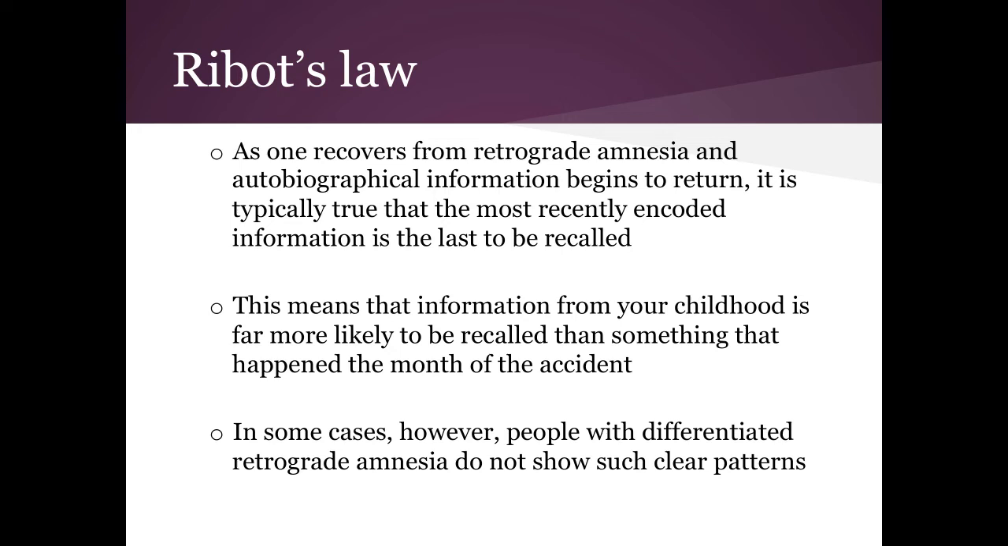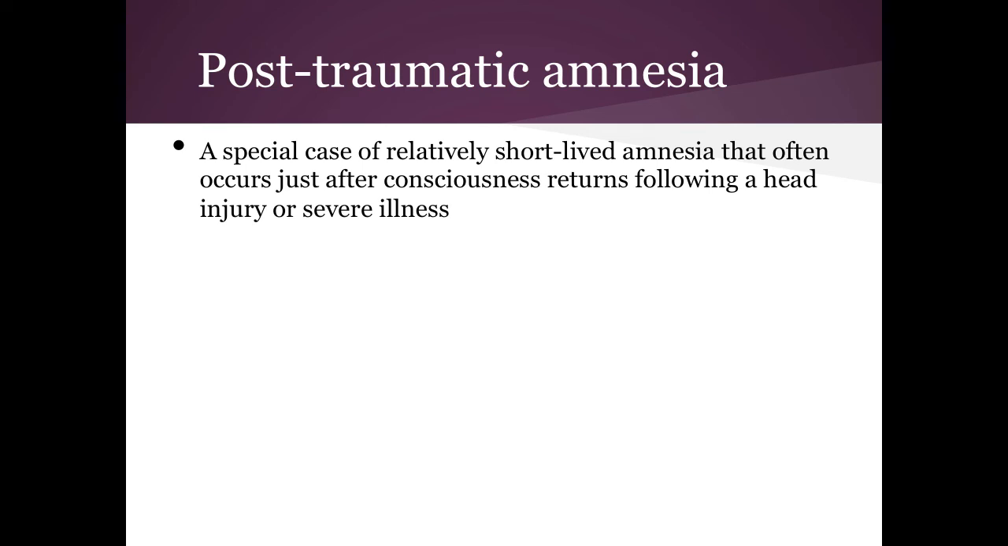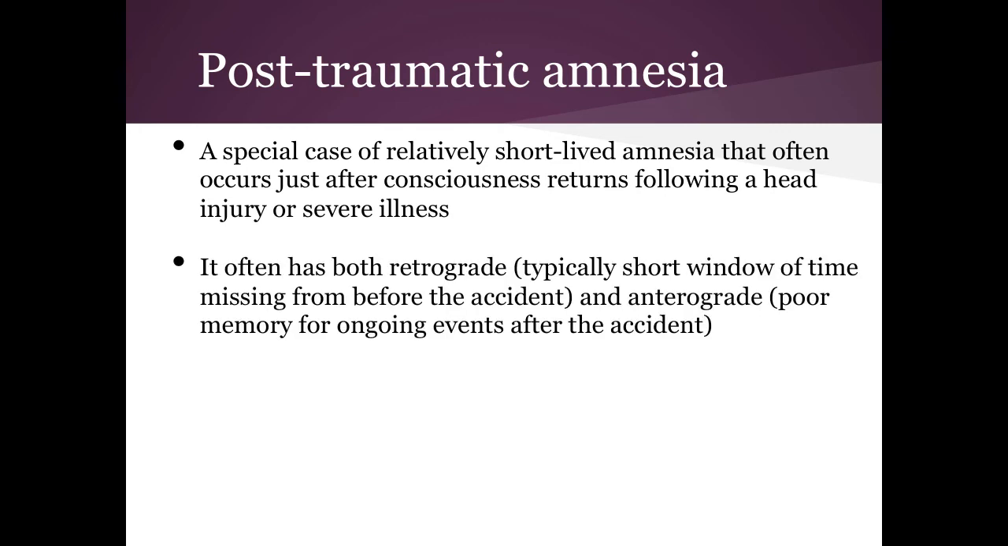However, in some cases, people with retrograde amnesia don't show such a clear pattern, so we are not seeing this with every single individual. This has also led to research on consolidation, where we're transferring memory into our long-term memory, and we'll come back to that in a little bit. Another case that relates to retrograde amnesia is post-traumatic amnesia. It's a special case of short-lived amnesia that occurs just after we return to consciousness after an injury or potentially severe illness. It does have some retrograde qualities, where we're missing information from around the time of the accident, as well as some anterograde amnesia, where we have poor memory for what's going on after the accident.